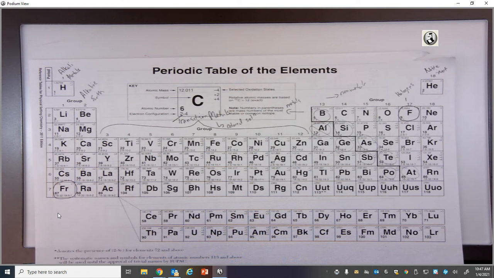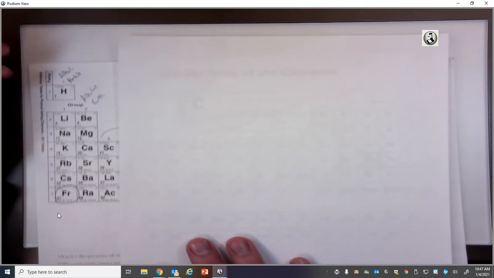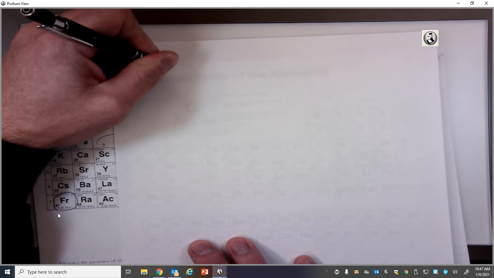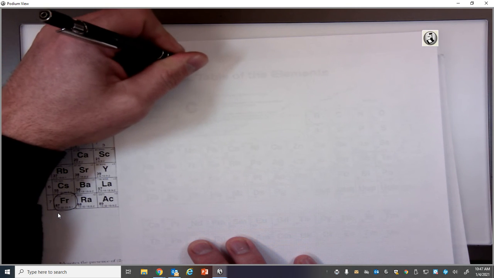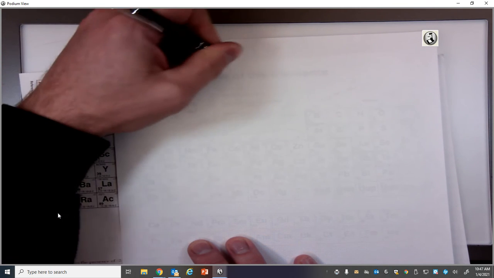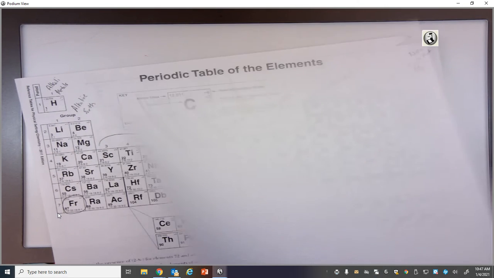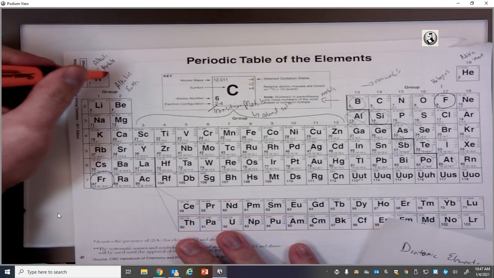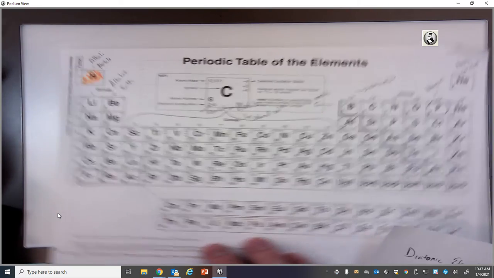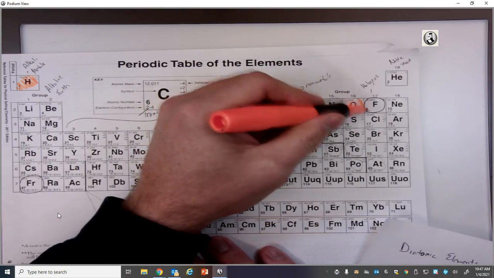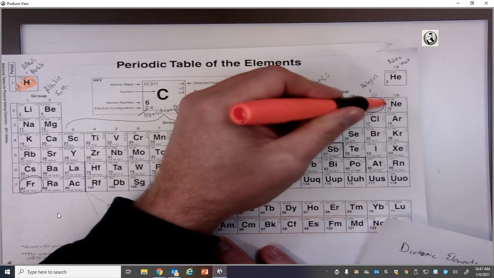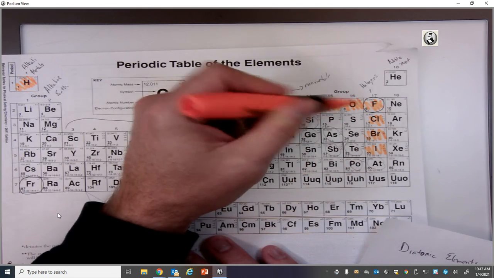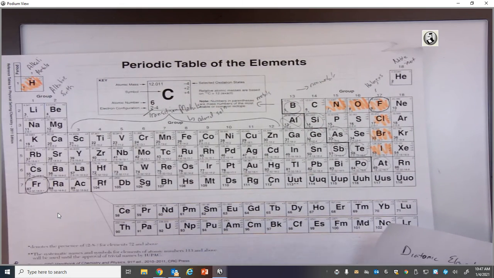Let's go on. Do you guys remember diatomic elements? Diatomic elements, remember there's 7 of them. If we color them in on here, which is sometimes helpful to do, these ones: hydrogen is a diatomic, oxygen, nitrogen, fluorine, chlorine, bromine, iodine. So see how it makes kind of a 7, and then you've got the hydrogen hanging over there.